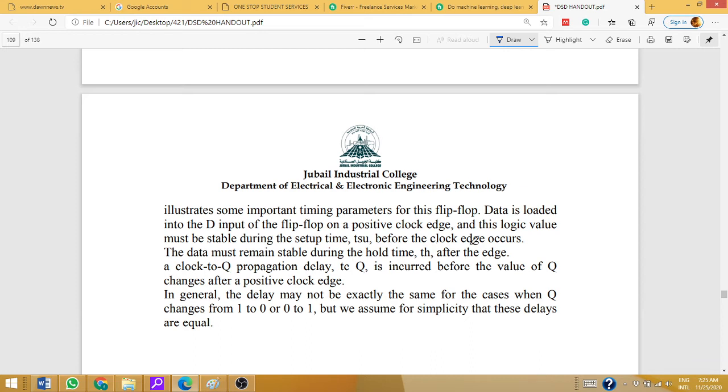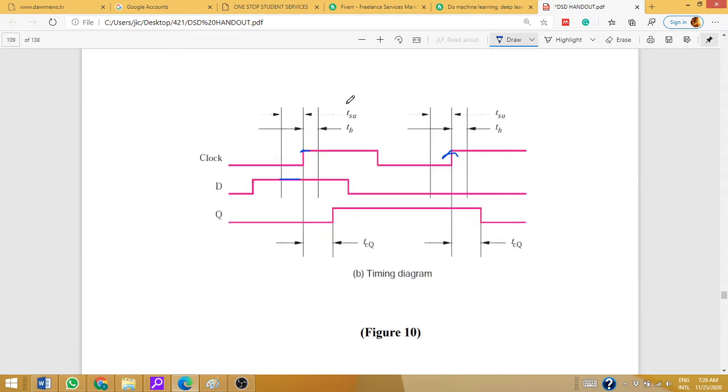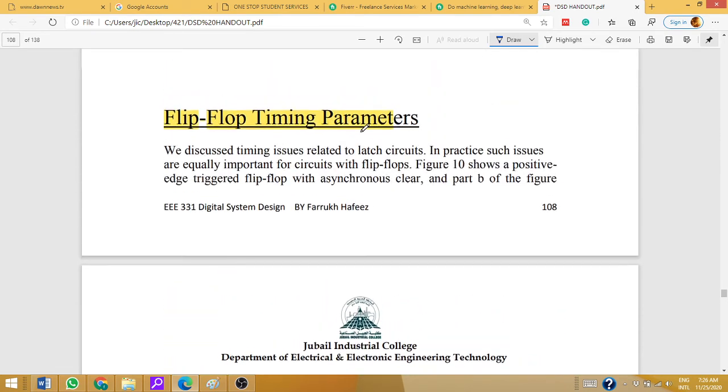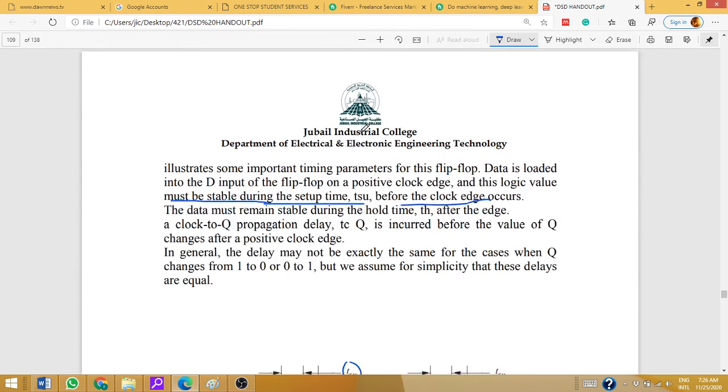D is loaded to the input, and the logic value of D must be stable during the setup time. Shabab, see, the value of D must be stable before the edge of the clock. This is said to be TSU. Before the positive edge of the clock comes, D must be stable. Second, after this edge, D must remain stable for some time. This is the hold time. It is exactly the same as the parameters of D latches. Similarly, these are the timing parameters of a flip-flop.